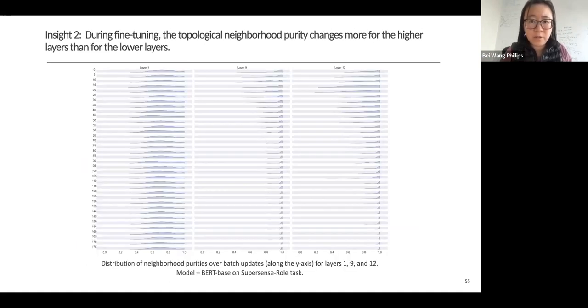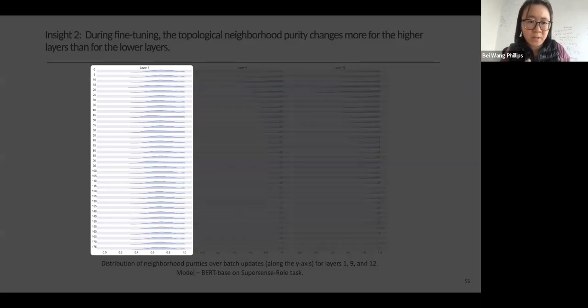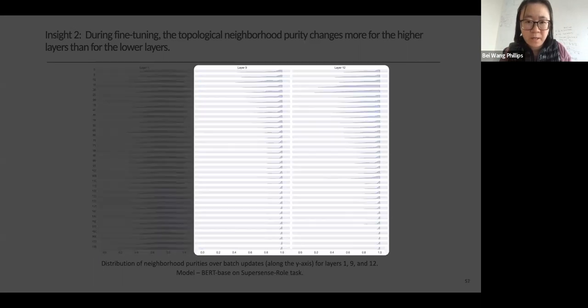And then you can also look at the topological neighborhood purity change. This is a kernel density distribution of all the node purity. You can see from top to bottom in layer 1, the purity doesn't really change much. But in layers 9 and 12, you see that the purity really shifts to the right, which means that all the nodes are becoming more and more pure. Oh, by the way, from top to bottom is different refinement steps, going from step 0 to step 75.